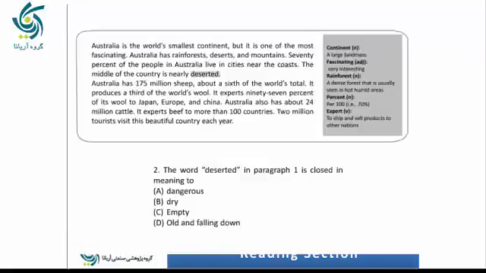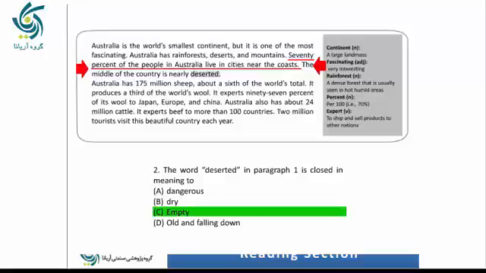Now let's look at the passage again. As you see, the previous sentence comes here: 70% of the people in Australia live in cities near the coast. The middle of the country is nearly deserted. So in the options, we have the word empty, so definitely letter C will be the proper answer.